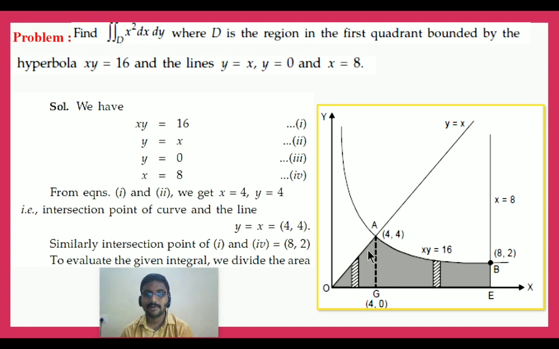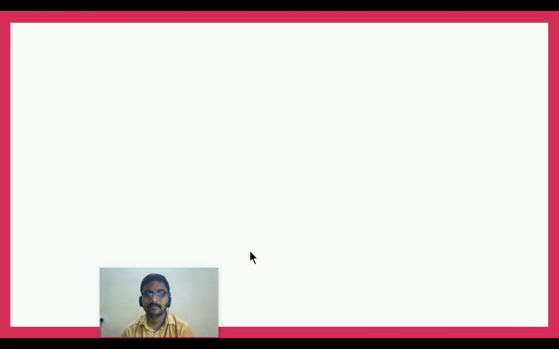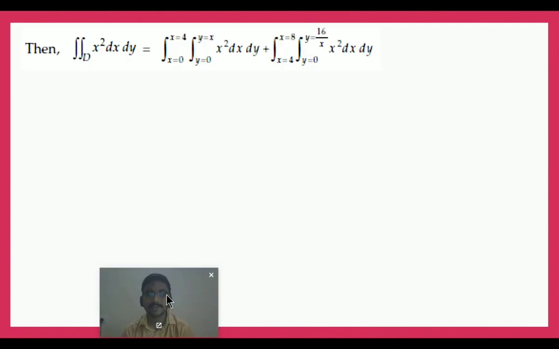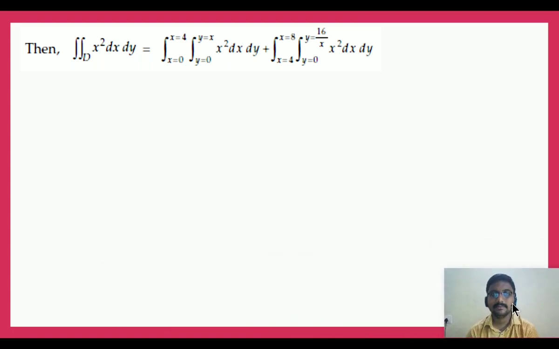Similarly, the intersection point of equations 1 and 4 is 8 comma 2. So it is another intersecting point. We will have x equal to 8 as an ordinate, and x equal to 4 as an ordinate. To evaluate the integral, we divide the area. So the double integration is split into two double integrals.